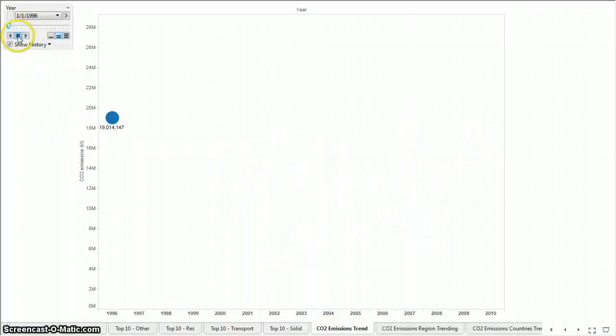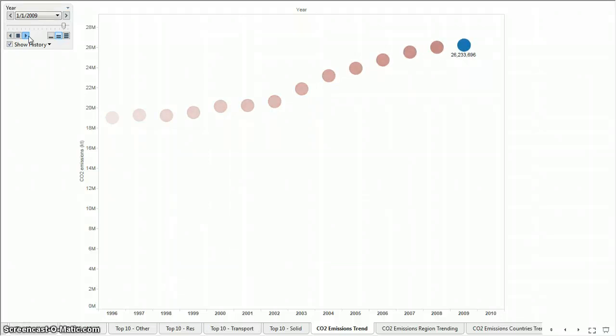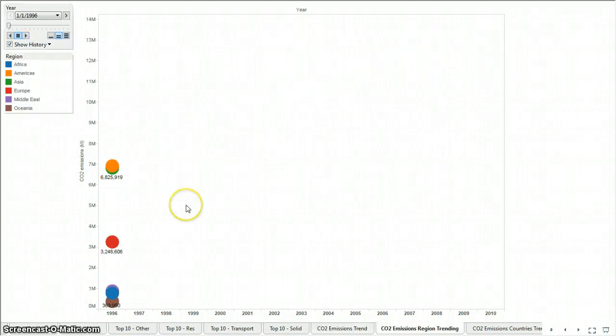CO2 emissions trend. This graph shows the total CO2 emissions in KT. The interesting fact is that there is a sharp increase in CO2 emissions from 2003. Also, there is a 44% increase in the CO2 emissions in the period 1996 to 2010, with average year-on-year increase of 3%. Let's look at the further drill down.